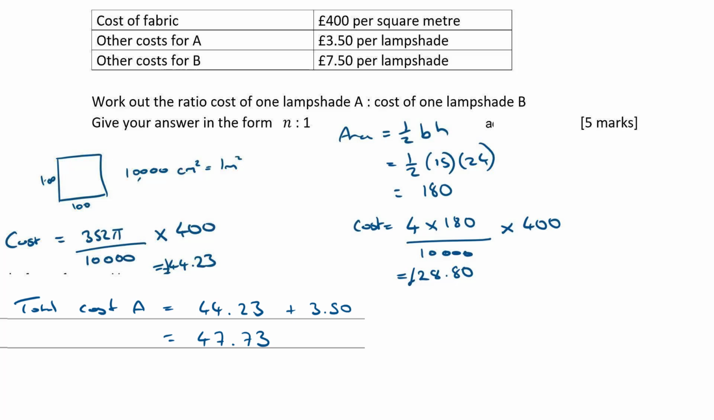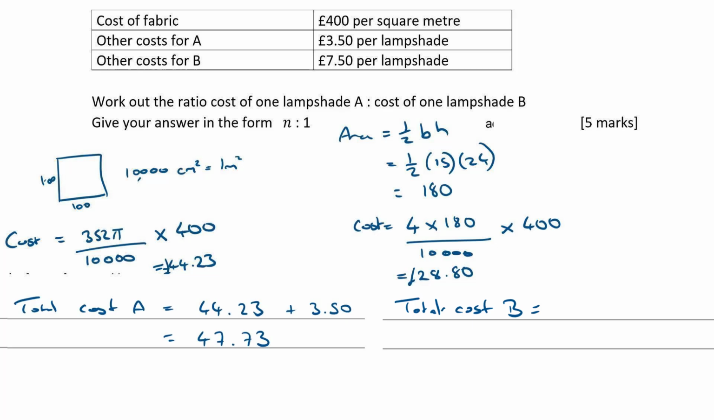And then for B, the total cost of B is going to be £28.80 plus our extra costs of £7.50, giving us a total cost of 28.8 plus £7.50, which comes to £36.30.